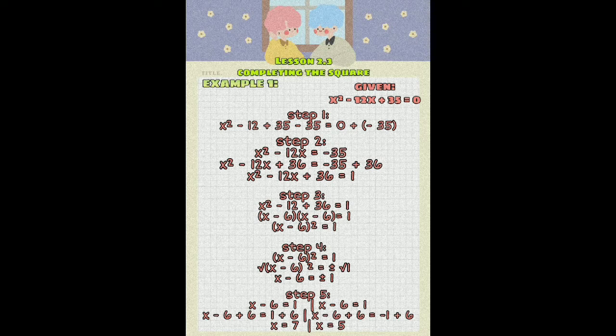X squared minus 12x plus 36 is equals to 1. Then express quantity x minus 6, quantity x minus 6 as a square binomial. Step 4. Use the square root property. Step 5. Simplify to find the roots. So the roots or solutions are 7 and 5.